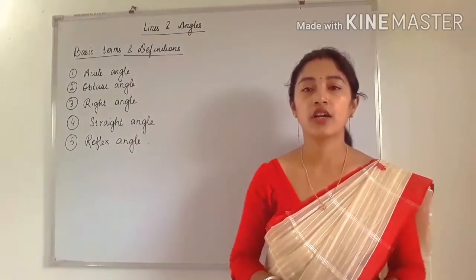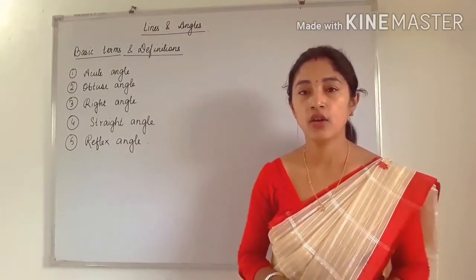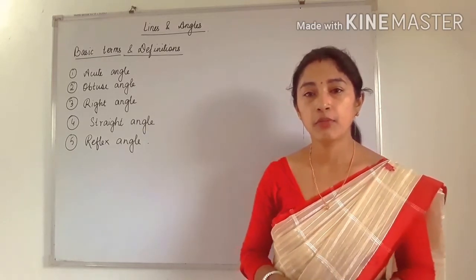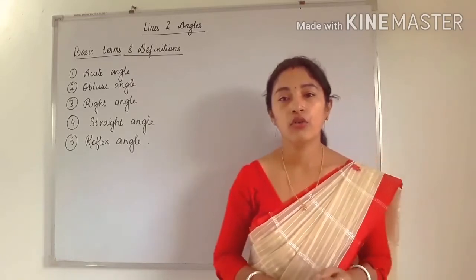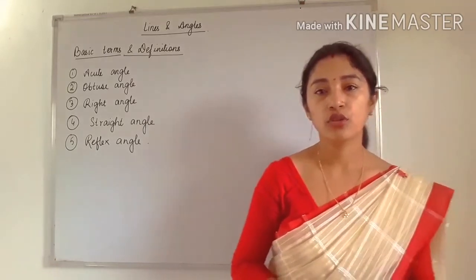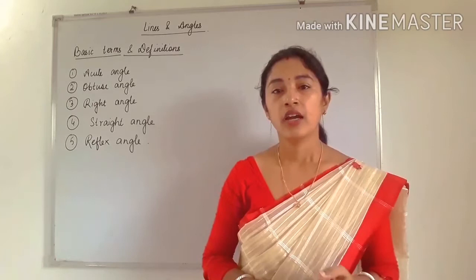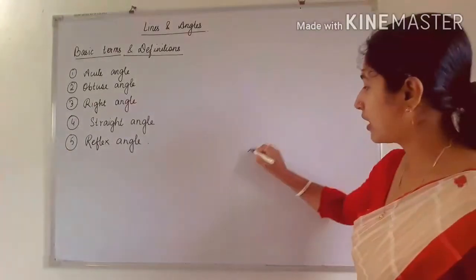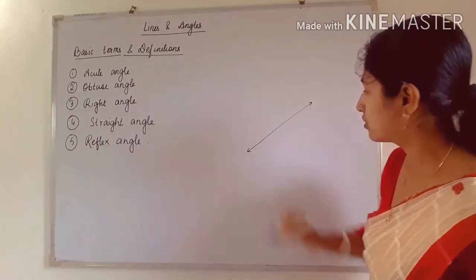So today I am going to start a new chapter, that is lines and angles. So first of all, what is a line? A line is a straight path which will go endlessly. That means on both sides it will go endlessly. It has no end points. So a line can be represented by this way.